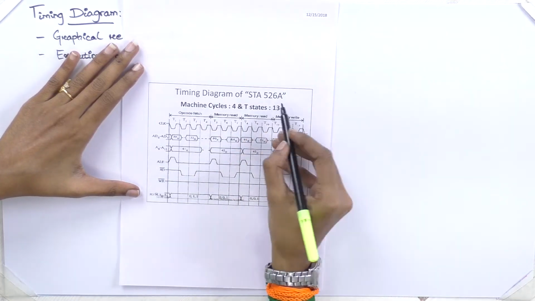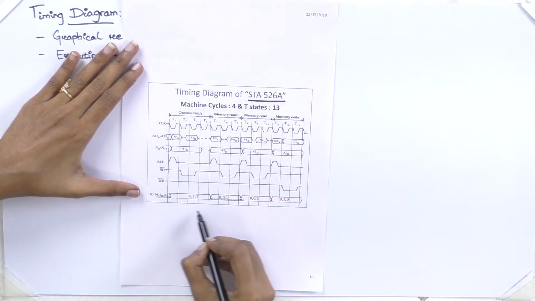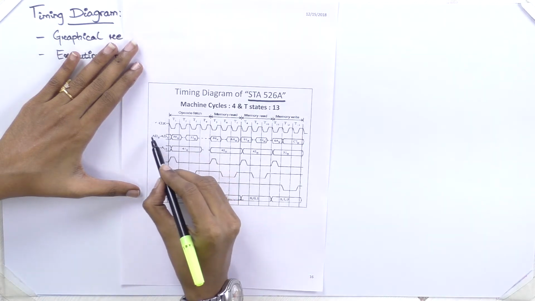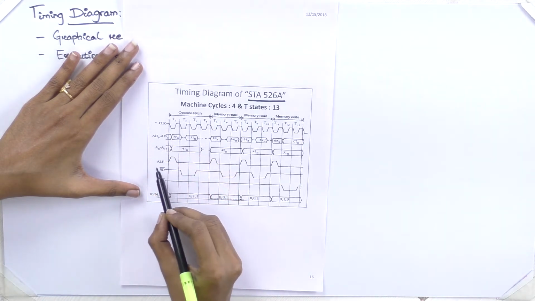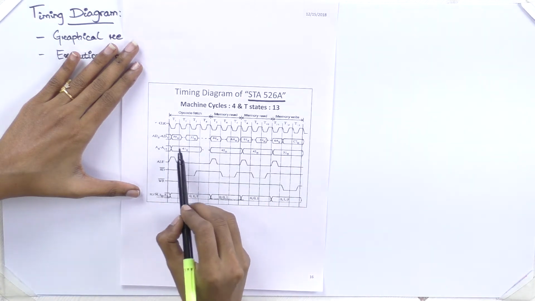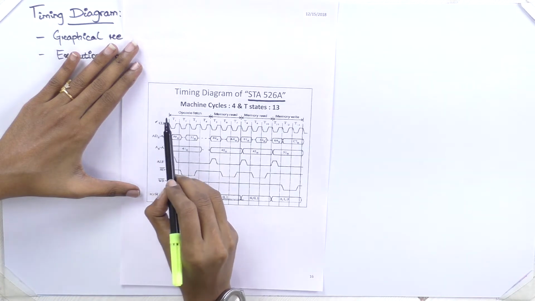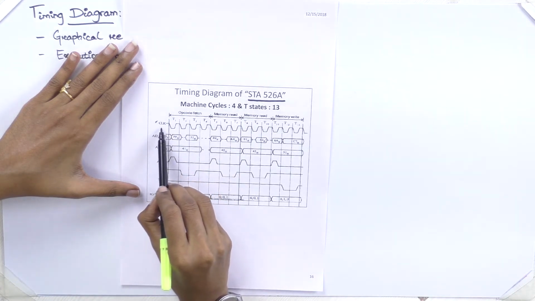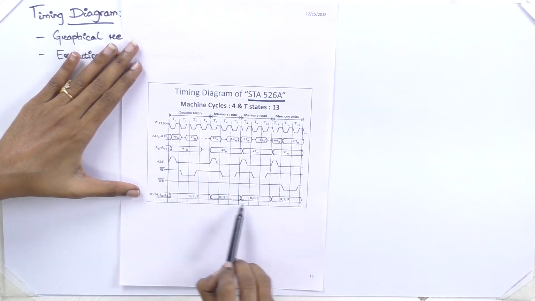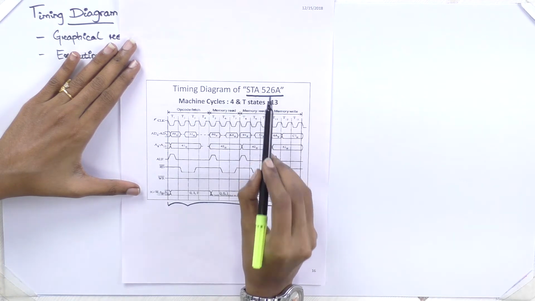So this is the timing diagram of the instruction STA 526A. This is how the timing diagram will look like. So we will have a clock signal, address lines, data lines, ALE, read, write, all those things. So we will represent the execution of an instruction like this. The clock is most important for this. With respect to the clock, we will represent all those signals in the timing diagram. So this is how the instruction STA works.